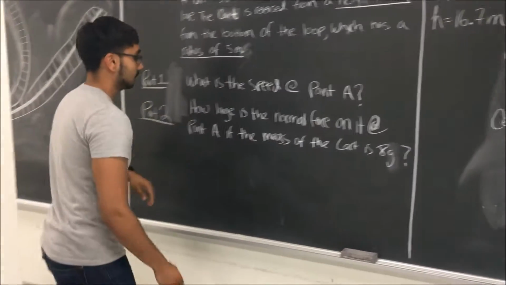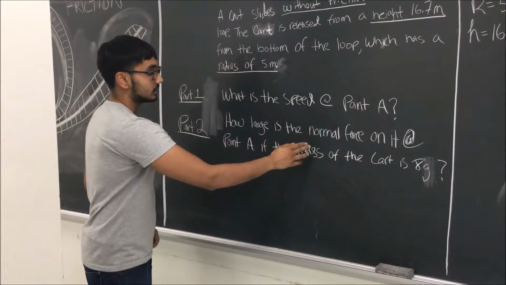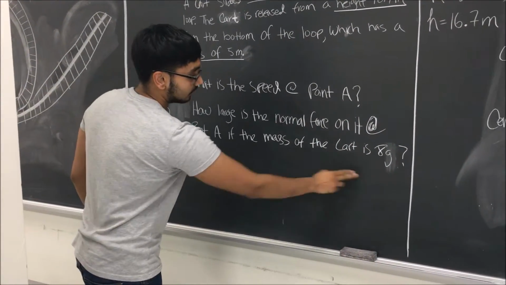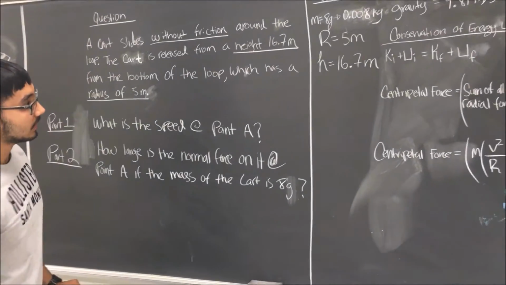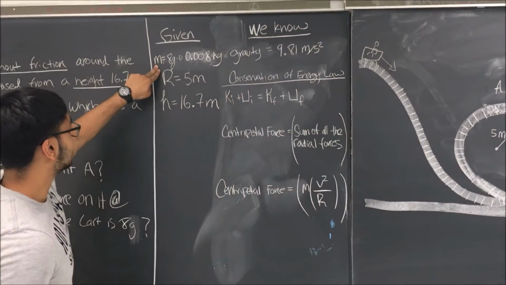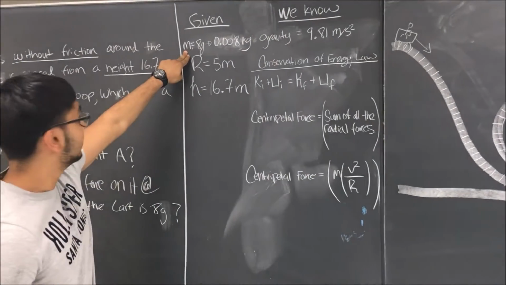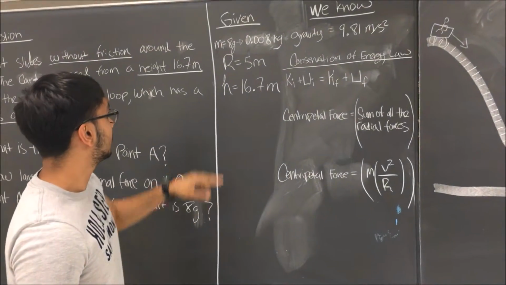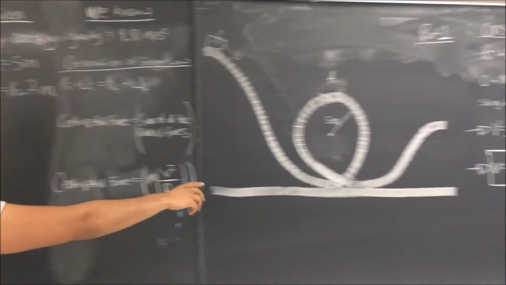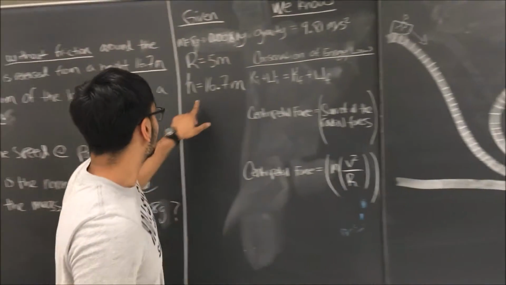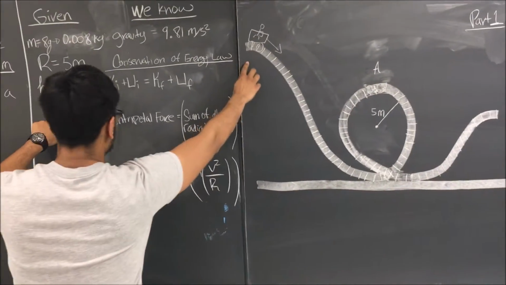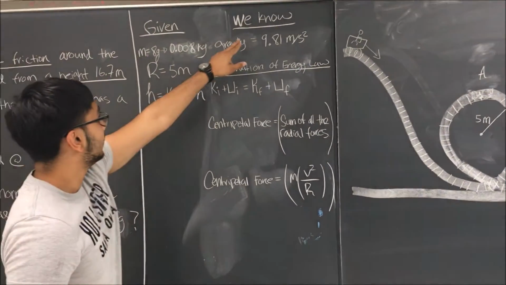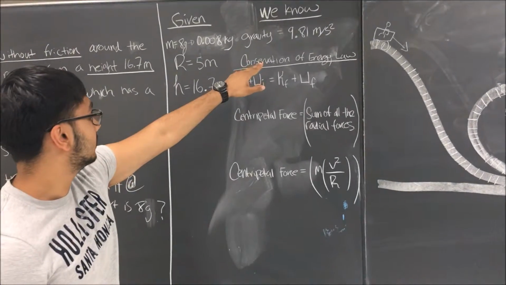And for part 2, we're gonna determine the normal force at point A if the cart has a mass of 8 kilograms. So now we go here. What we know, what is given is the mass, the 8 grams. We can convert it into 0.008 kilograms. The radius of the loop is 5 meters, as you can see right here. It's 5 meters, and the height is 16.7 meters from the bottom. We know that the gravity is 9.8 meters per second squared.